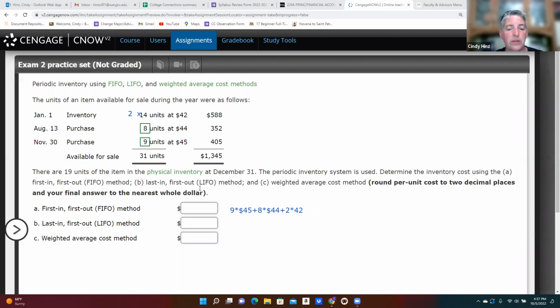So we can see that we're in a period of rising prices again, and we're under FIFO. We're going to keep the newest and therefore highest value items.